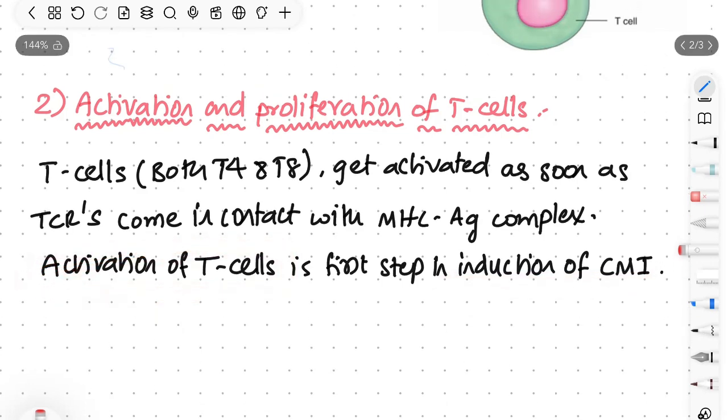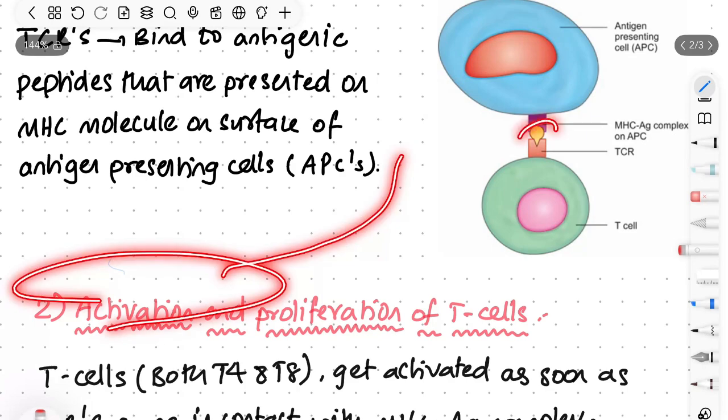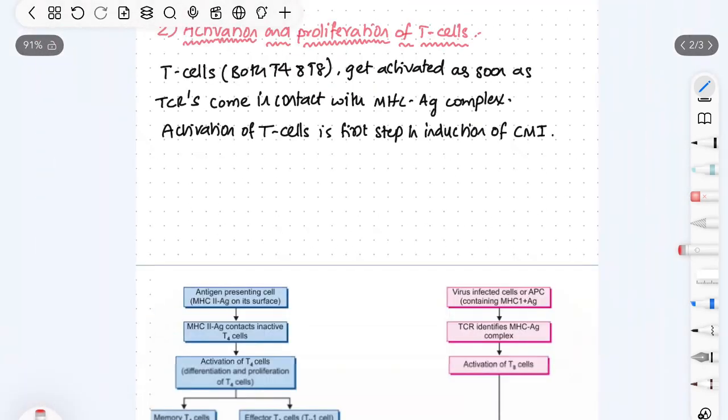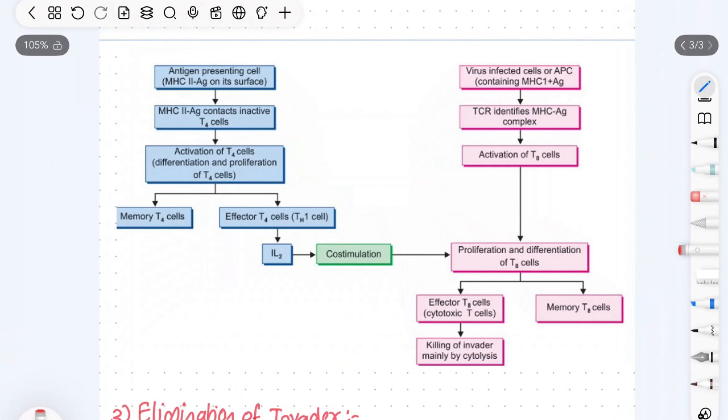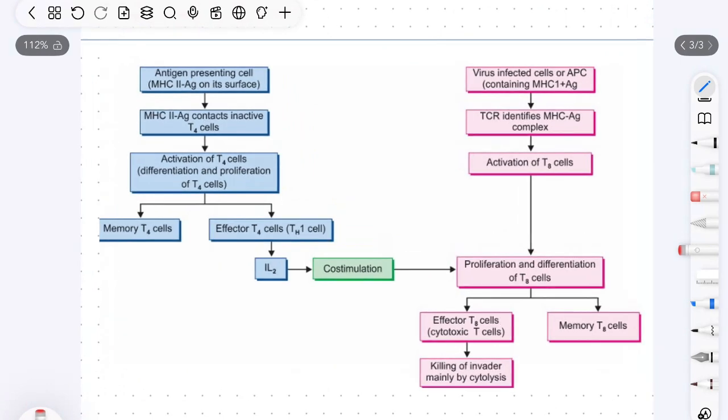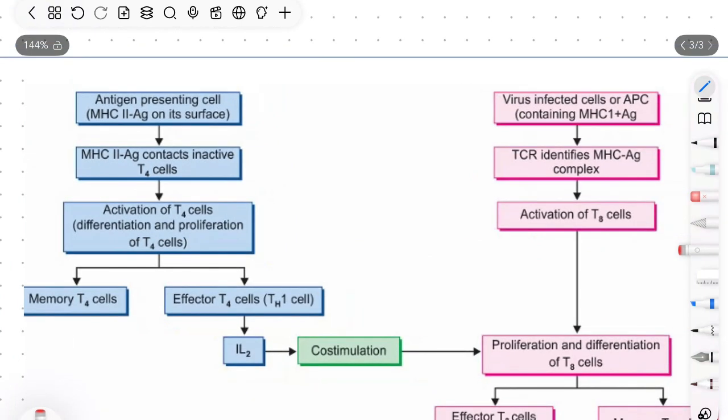So the first induction step in cell mediated immunity is the activation of T cells. Now, when are these T cells activated? As soon as they get attached to this complex. Okay, I hope you got this point. Now, how does the proliferation take place? We'll be studying this flowchart. Antigen is presented on MHC2 on its surface. Obviously, if MHC class 2 is there, which T cell comes and binds? T4 cell comes and binds. We discussed this in the earlier video 24 for T helper cells, right? If the antigen is presented with the complex of MHC2, T4 cells come and contact.